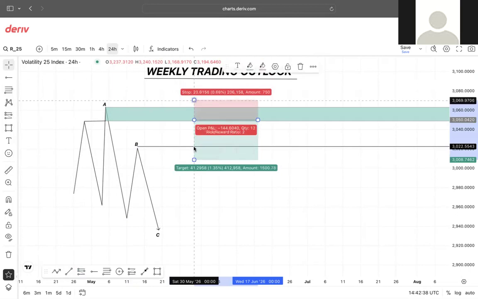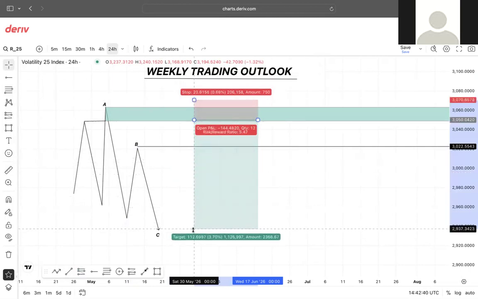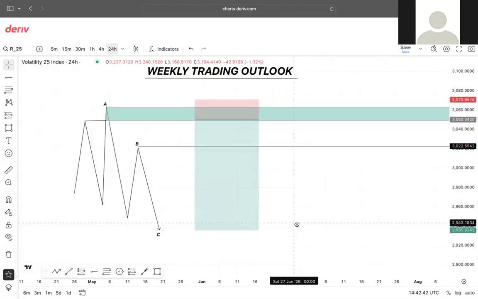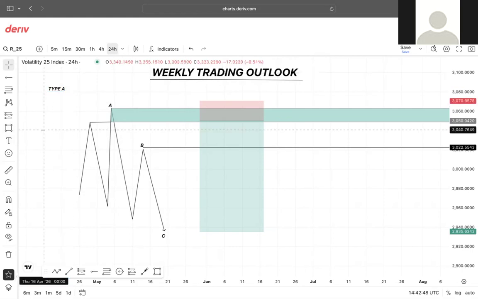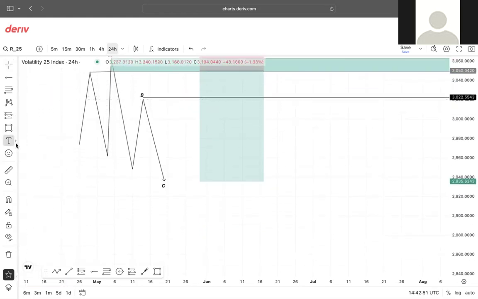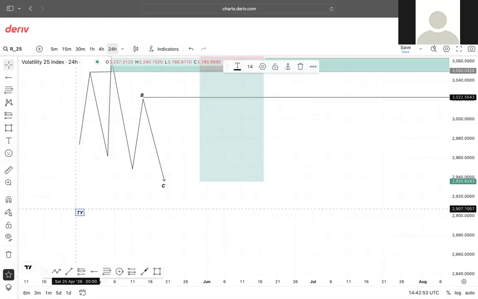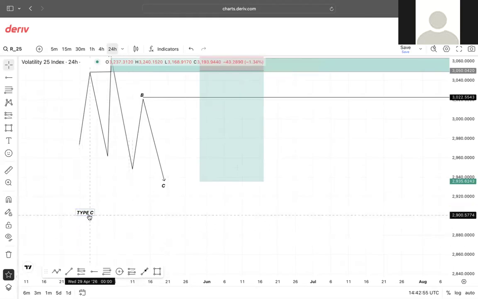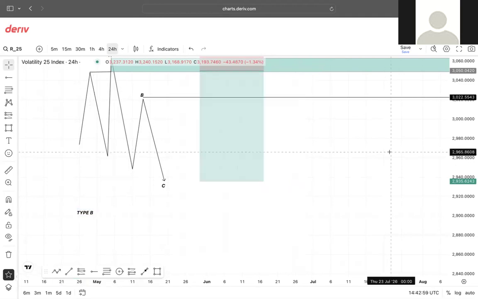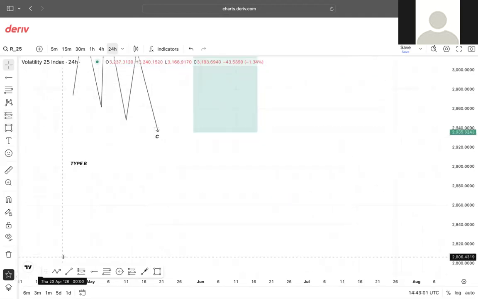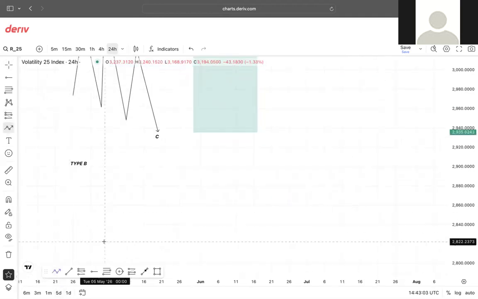So this is basically what we'll be looking out for in our weekly outlook. All right, so this is type A. And then we have what's the type B. Those who have been following me for a while should know this by now. Okay, so the type B. Same thing, but a little slight difference.